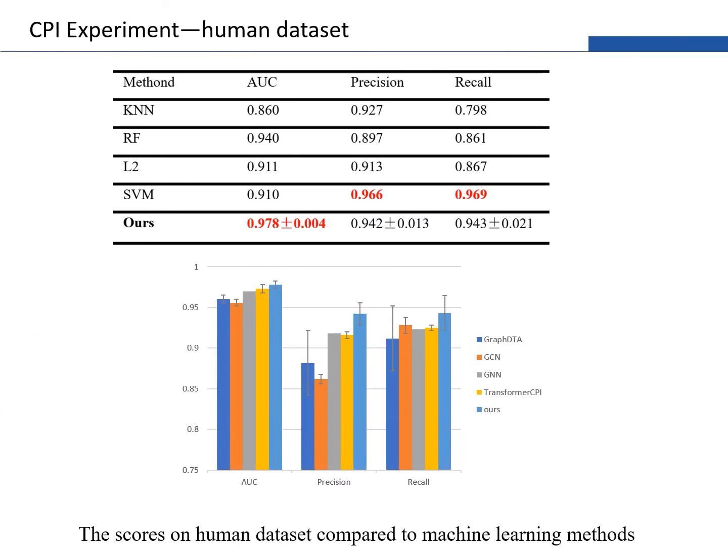The results of the Human dataset are shown in this table. The comparison results of the Human dataset with traditional machine learning show obvious advantages in the AUC index, which can evaluate the model comprehensively. Also, we compare with several recent deep learning-based approaches. As shown in the figure, among all the indicators, the performance of our method is optimal.